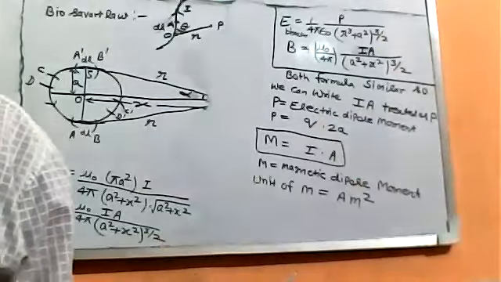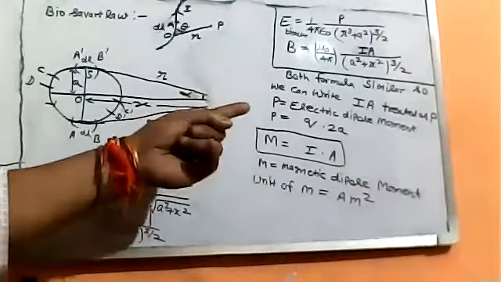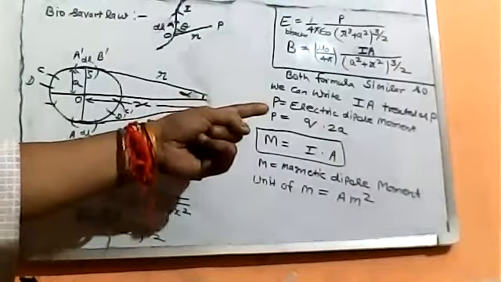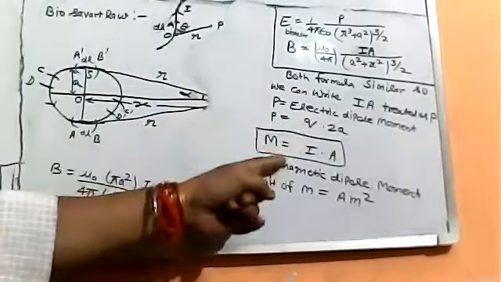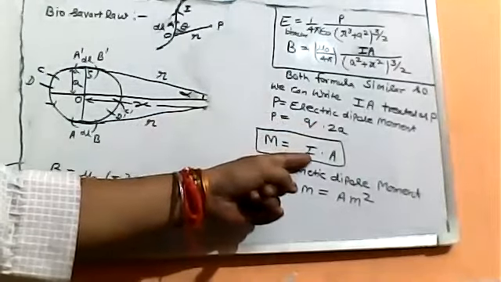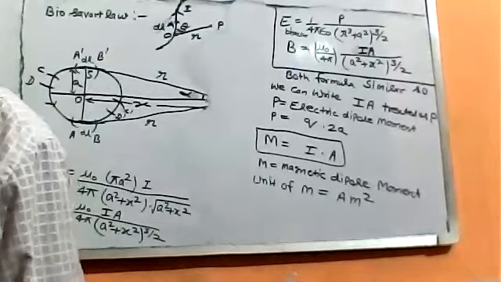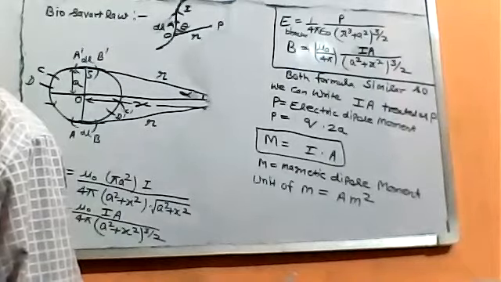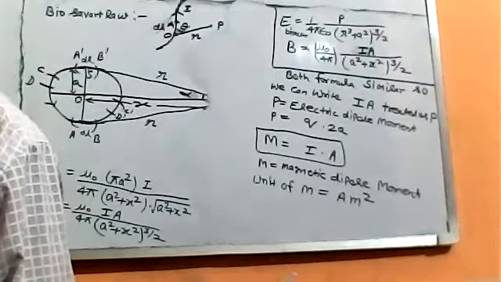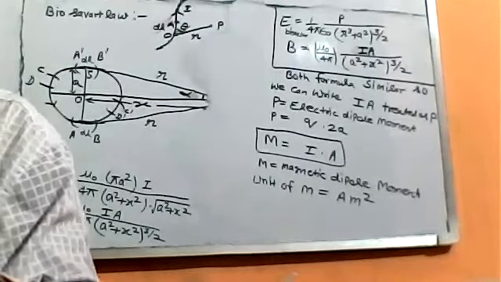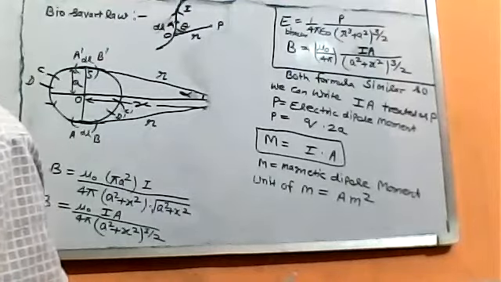One thing you note down: in the electrostatics topic Q is used, while in the magnetic case I is used. This is the difference. In the case of electric, generally every formula is written in the form of charge, and in magnetism, every formula is written in the form of I.